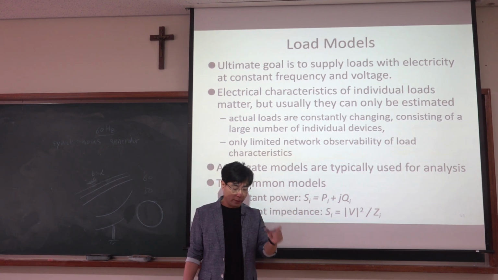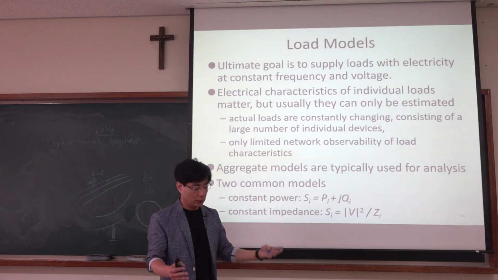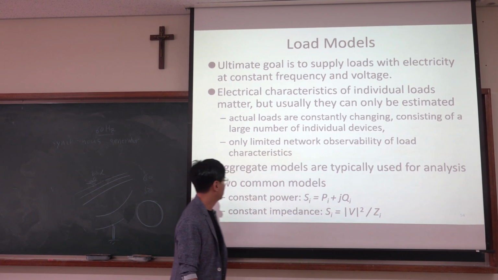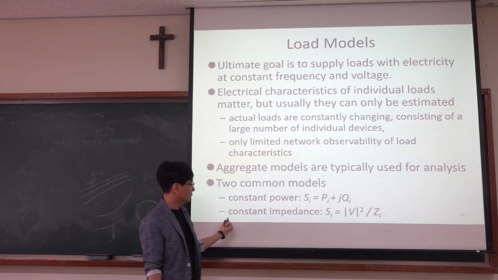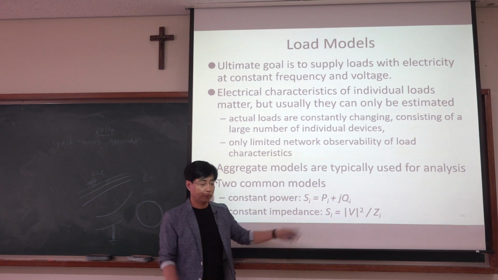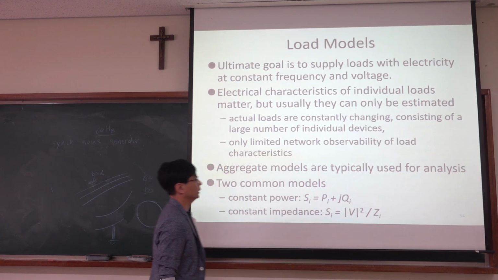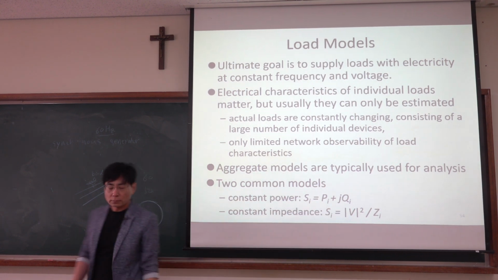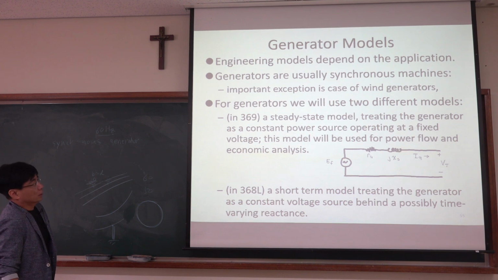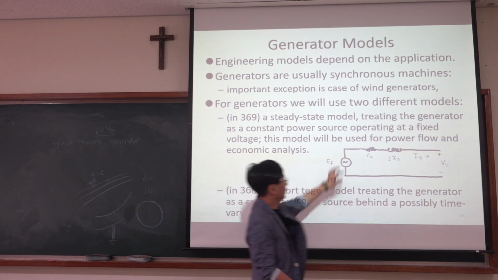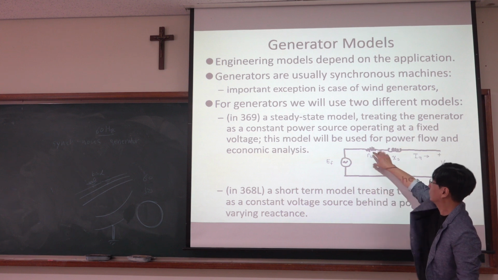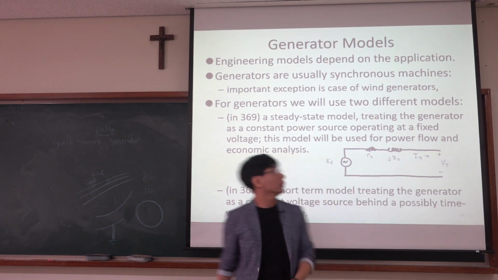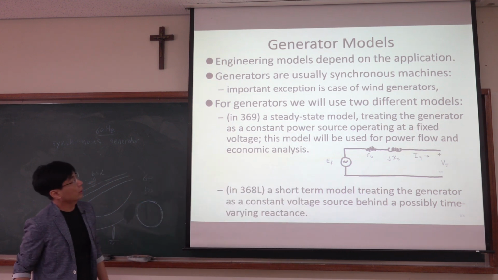So we assume that this factory or this city or this town consumes some amount of active power and some amount of reactive power. Another model is the constant impedance model for some small component. But typically we will use the constant power one for larger systems. Generator models: a generator has an ideal voltage source, some internal resistor and inductor. So engineering models depend on the application.